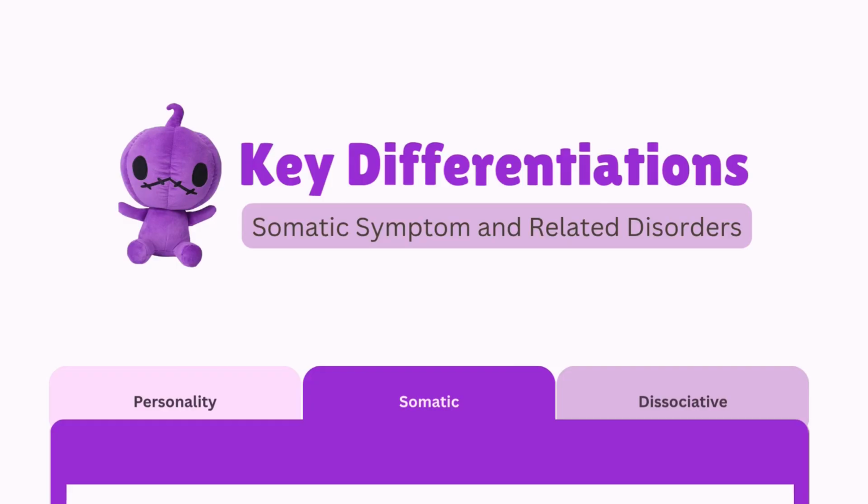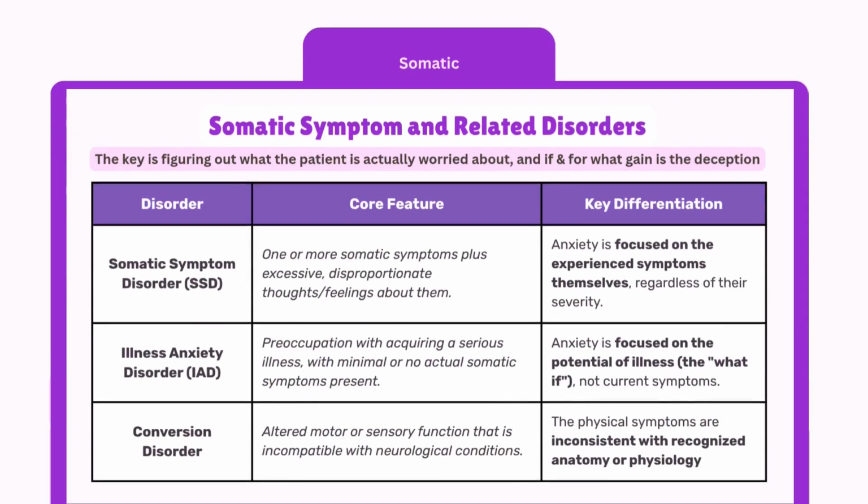The core differential in this group is figuring out what the patient is actually worried about, and whether the deception, if any, is for an internal or external gain. Let us start with somatic symptom disorder. The core feature of this disorder is that one or more actual somatic symptoms plus excessive disproportionate thoughts, feelings, or behaviors about the symptoms. For example, a patient with mild documented heartburn spends 8 hours a day researching cancer and demands weekly, expensive, unnecessary diagnostic tests.